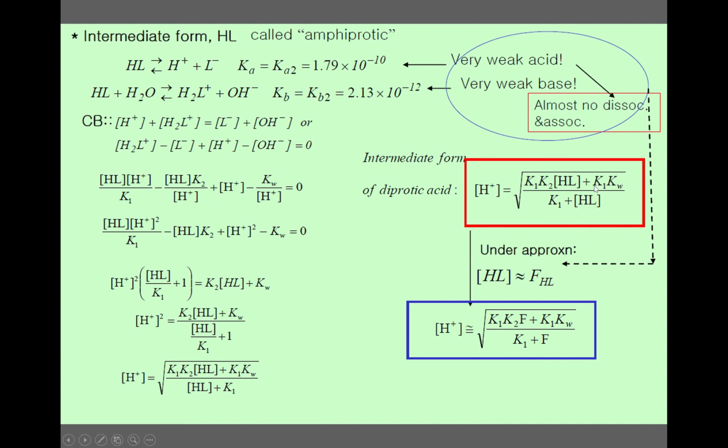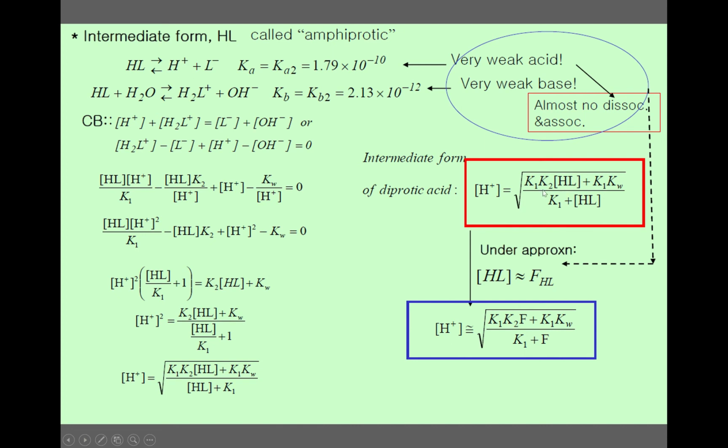So if we know the equilibrium concentration of HL, then we can calculate the proton concentration. But the question is, how do we know the equilibrium concentration? Yeah, there is a way. You will see soon.